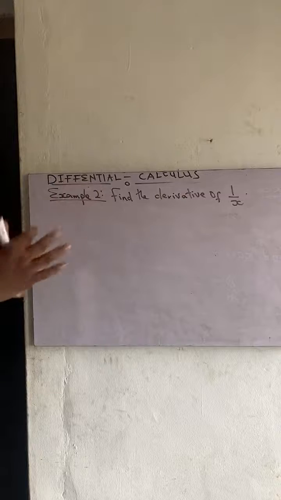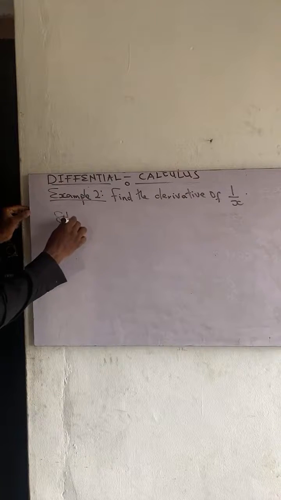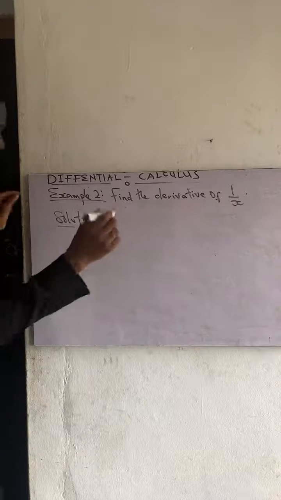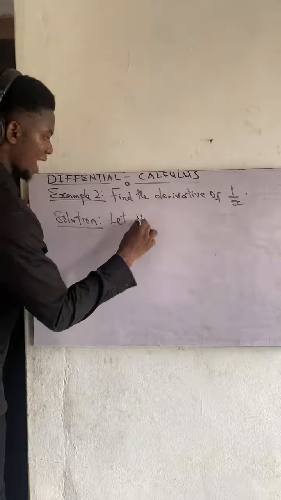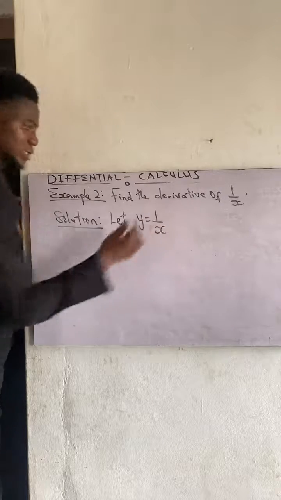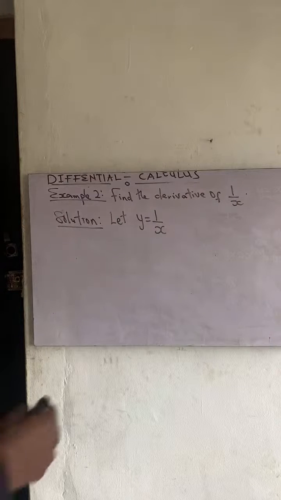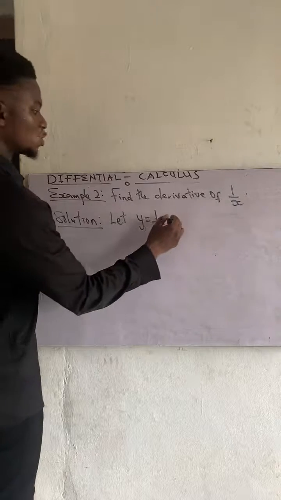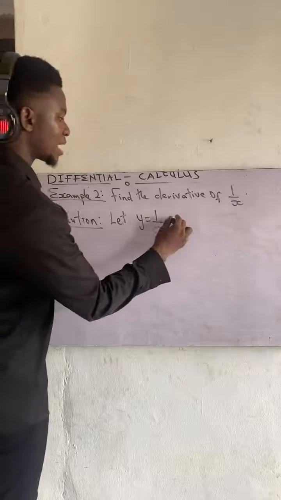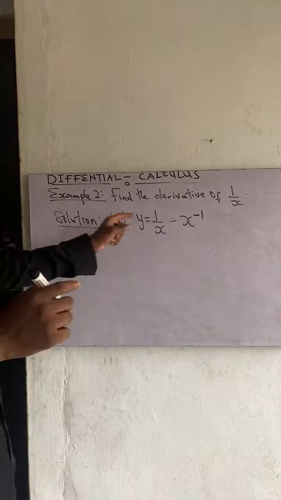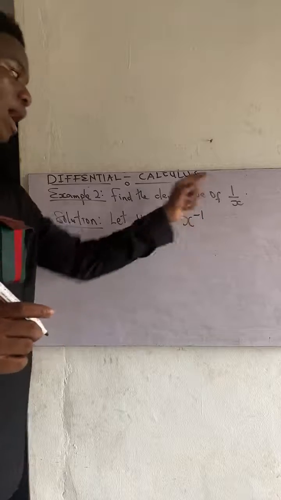Then what are we going to do? What I'm going to do is this. Just write solution. You just say let y equals 1 over x. Once y equals 1 over x, you can express this 1 over x as x raised to power minus 1. So this simply means that our y equals x raised to power minus 1.